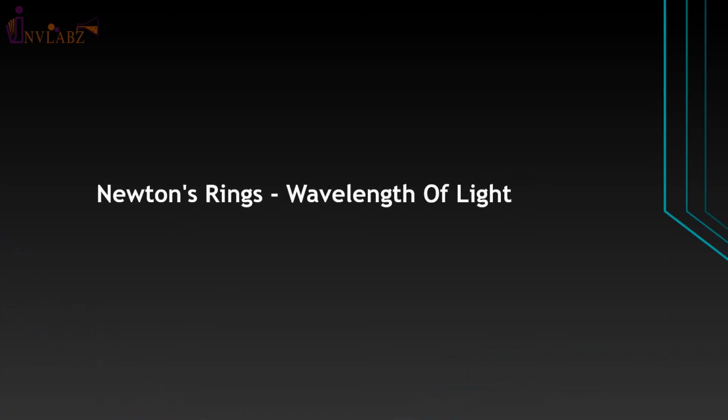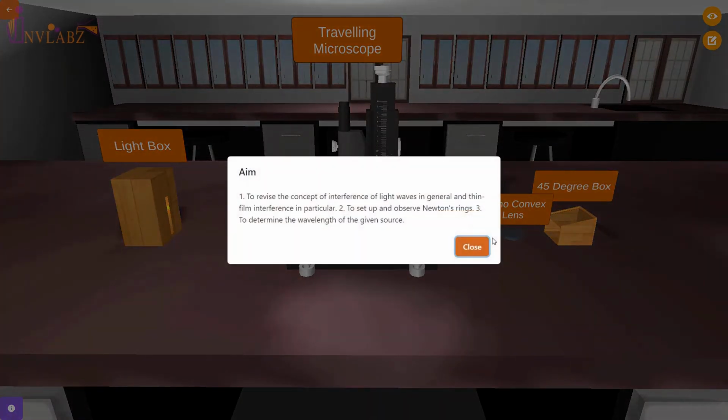In this tutorial, we will learn about Newton's rings, finding the wavelength of the light experiment. The experiment aim is to revise the concept of interference of light waves in general and thin film interference in particular, to set up and observe Newton's rings, and to determine the wavelength of the given source.